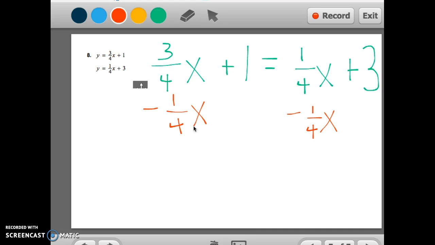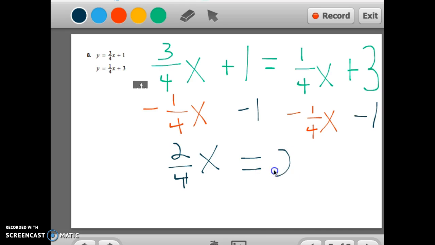and notice when I subtract, the x comes with. I can't take the 1/4 away from the x unless I divide, right? Anyway, 3/4 minus 1/4 is 2/4, and 2/4, well, that's the same as 1/2, but I'll write 2/4. And also I'm going to subtract the 1 from both sides also, so I can get that x on the left and the number on the right. I'll get 2/4 x equals 2. Now, if 2/4 is the same as half, this is saying half of some number x is 2.